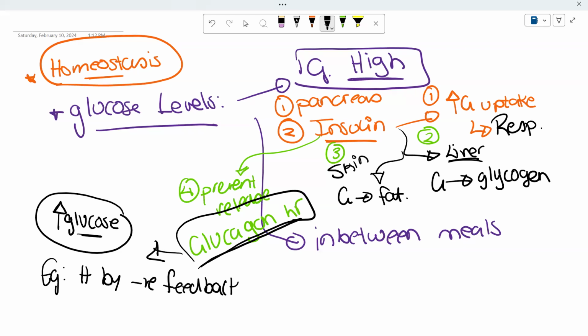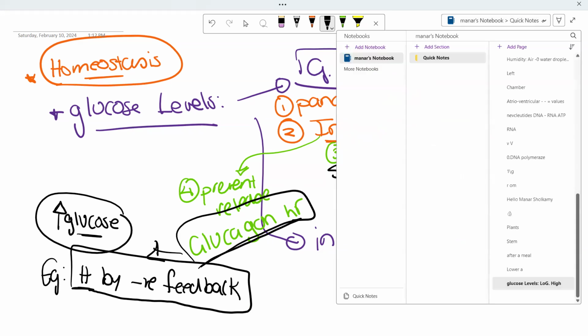Why did they call it negative feedback? Because we are here maintaining homeostasis by preventing the release of another hormone, which is the glucagon. So they called it homeostasis by negative feedback. Is this clear? Very, very good.